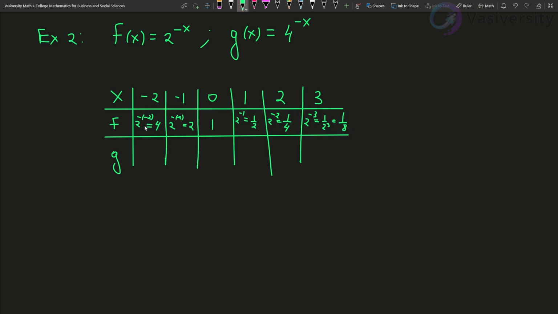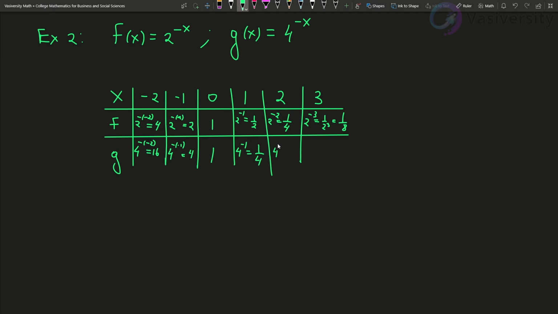Okay, similarly, for the g function, 4 to the -2 is going to be just 16, right? Negative is positive. Then 4 to the -1 gives us 4. And anything to the power of 0, so 4 to the power of 0, is going to give us 1. Then 4 to the power 1, so it's going to be -1 here, is equal to 1 over 4.